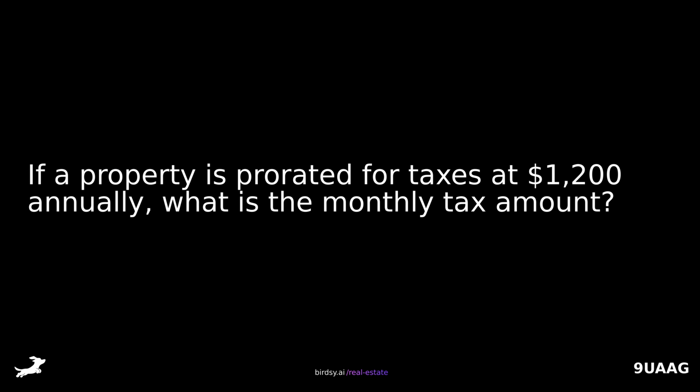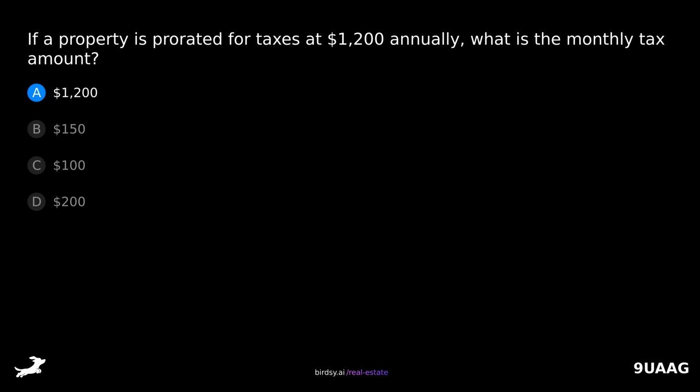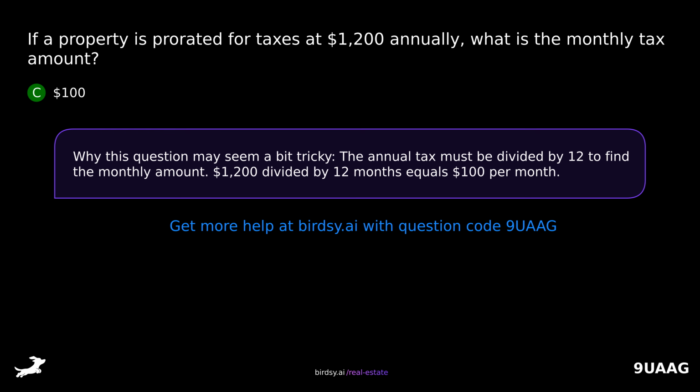If a property is prorated for taxes at $1,200 annually, what is the monthly tax amount? Is it A, $1,200, B, $150, C, $100, or D, $200? The answer is C, $100. Why this question may seem a bit tricky: the annual tax must be divided by 12 to find the monthly amount. $1,200 divided by 12 months equals $100 per month.